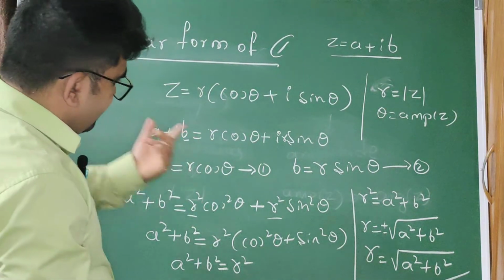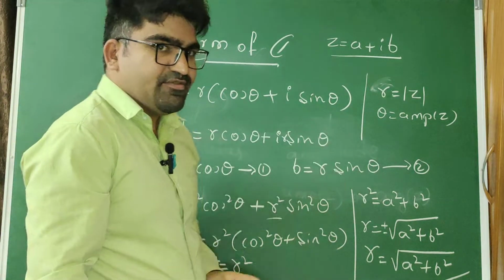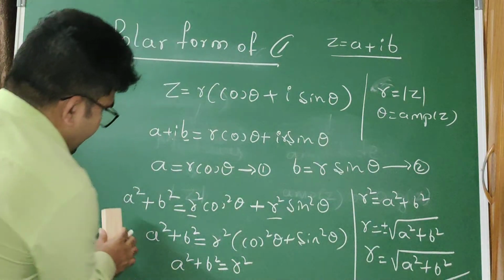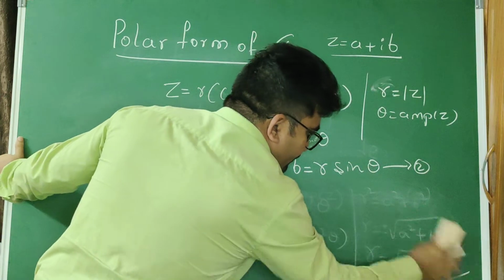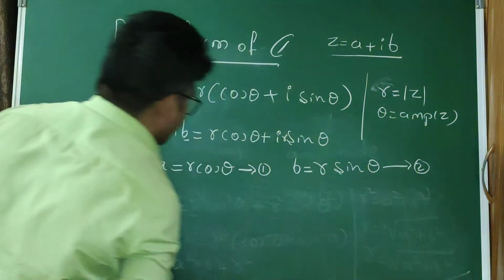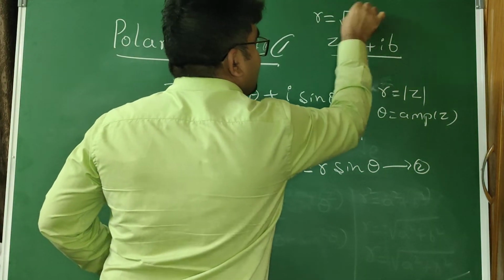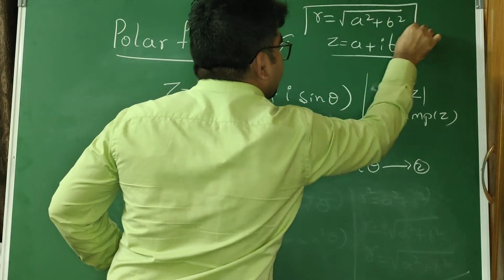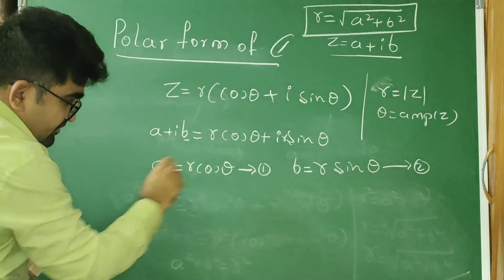Okay, so now we need to find out this theta. Theta is nothing but the amplitude of z, which we need to find out. Now what has come as modulus of z? Root of a square plus b square. Okay, now I will write here that r is equal to root of a square plus b square. This is our modulus, that is z, mod z. Now we need to find out this theta.